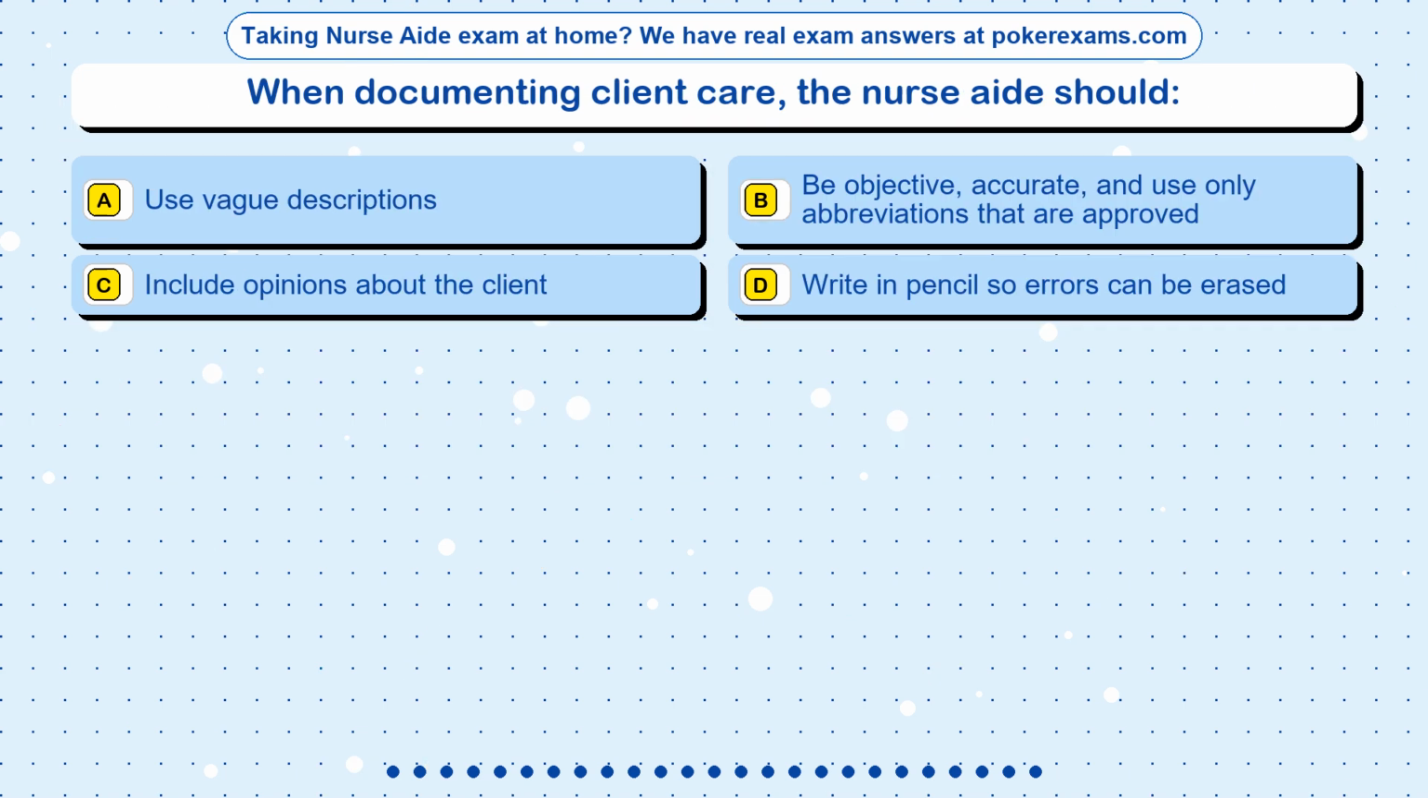Question 9. When documenting client care, the nurse aide should: Option A, use vague descriptions. Option B, be objective, accurate, and use only abbreviations that are approved. Option C, include opinions about the client. Option D, write in pencil so errors can be erased.